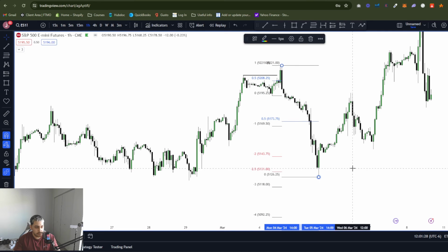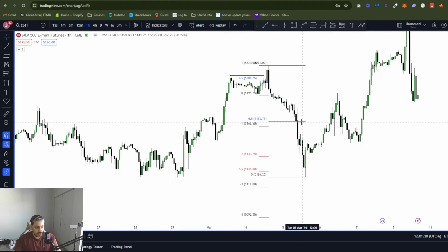This is where the equilibrium comes into play. This is where price can potentially go up to for the next day after price hits the -2 and -2.5, and obviously it gets hit.